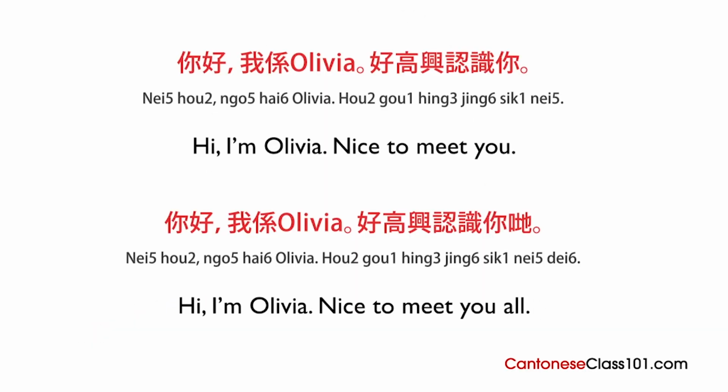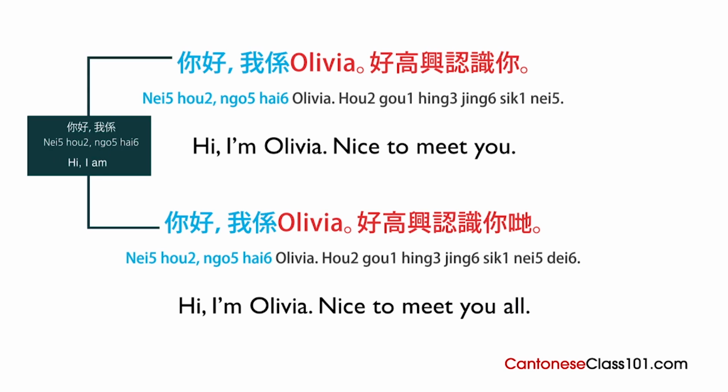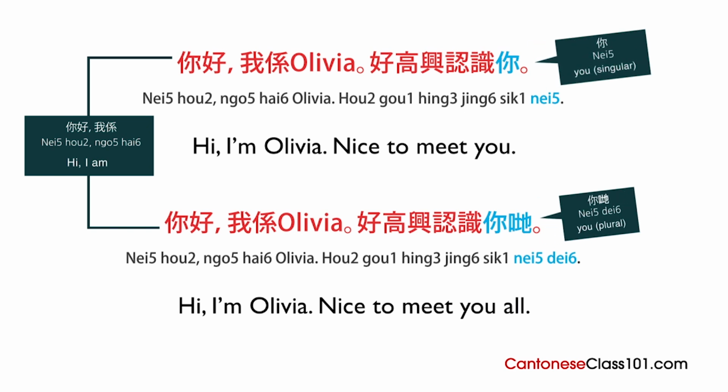你好，我係 Olivia has not been changed. 你好，我係 stands in both cases for Hi, I am. Finally, pay attention to the ending. We went from 你 to 你哋. What has changed is the word for you. In Cantonese, the word for you is different if it is singular or plural. 你 is singular, and 你哋 is plural.